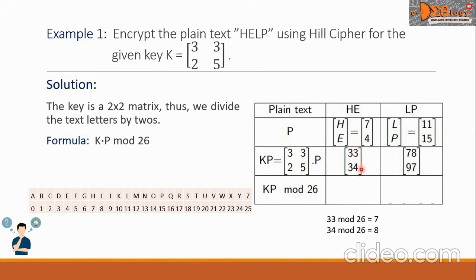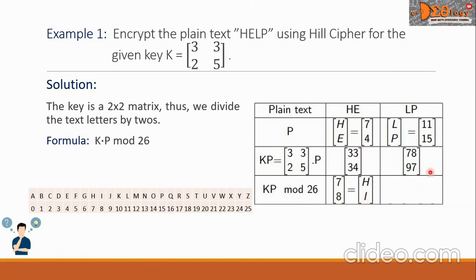For this 33, 34, we will write like this. 33 mod 26 equals 7. 34 mod 26 equals 8. Remember that the mod here is the remainder when we divide 33 and 34 by 26 respectively. So the remainders 7, 8 we will write in here. After that, we're going to return back the alphabet value for 7 and 8. 7 will be H and 8 is I.